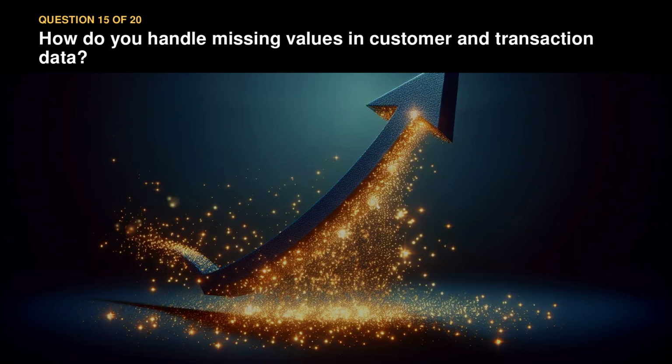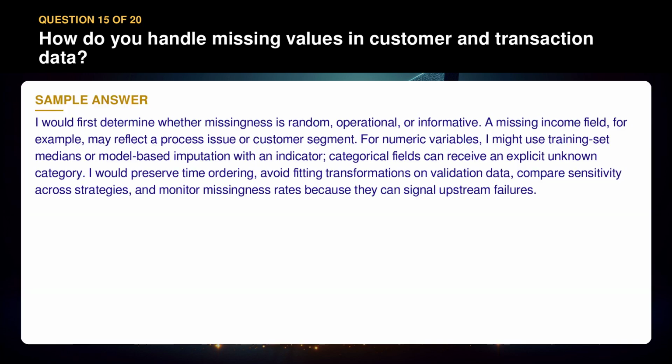Question 15. How do you handle missing values in customer and transaction data? I would first determine whether missingness is random, operational, or informative. A missing income field, for example, may reflect a process issue or customer segment. For numeric variables, I might use training set medians or model-based imputation with an indicator. Categorical fields can receive an explicit unknown category.